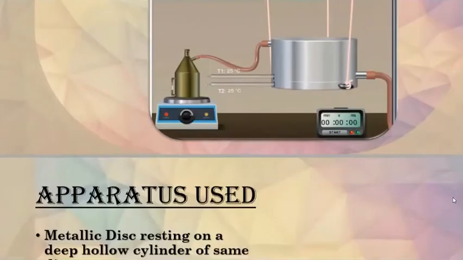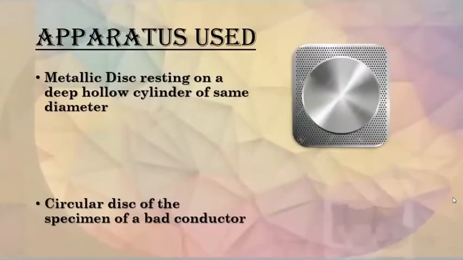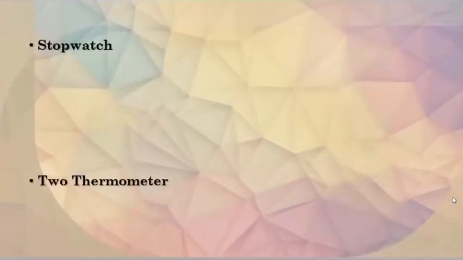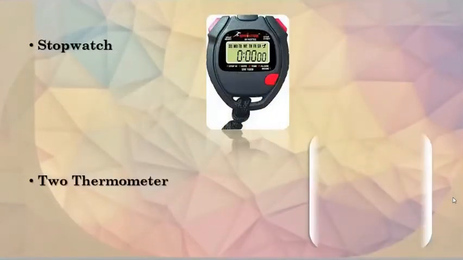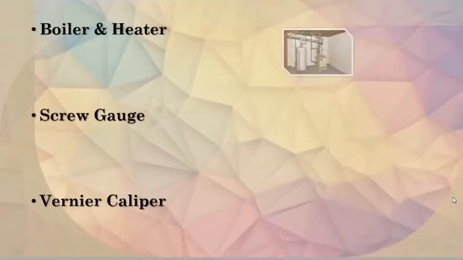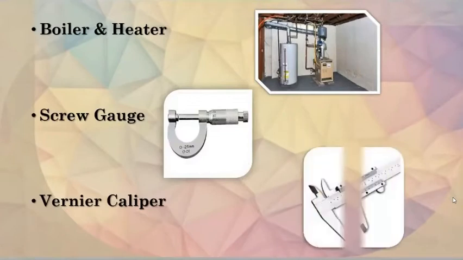So this is the diagram showing experimental setup of Lee disk apparatus. Next slide. Apparatus used. First is metallic disc that is resting on deep hollow cylinder of same diameter. Second, circular disc of specimen of a bad conductor. Third, a stopwatch. Fourth is two thermometers. Fifth, boiler and heater. Sixth, screw gauge. Seventh, vernier caliper.